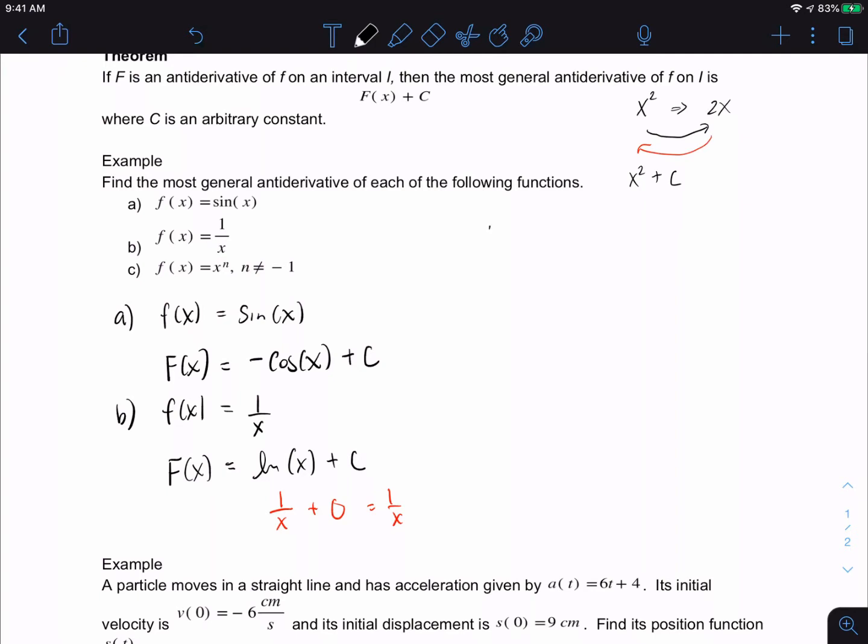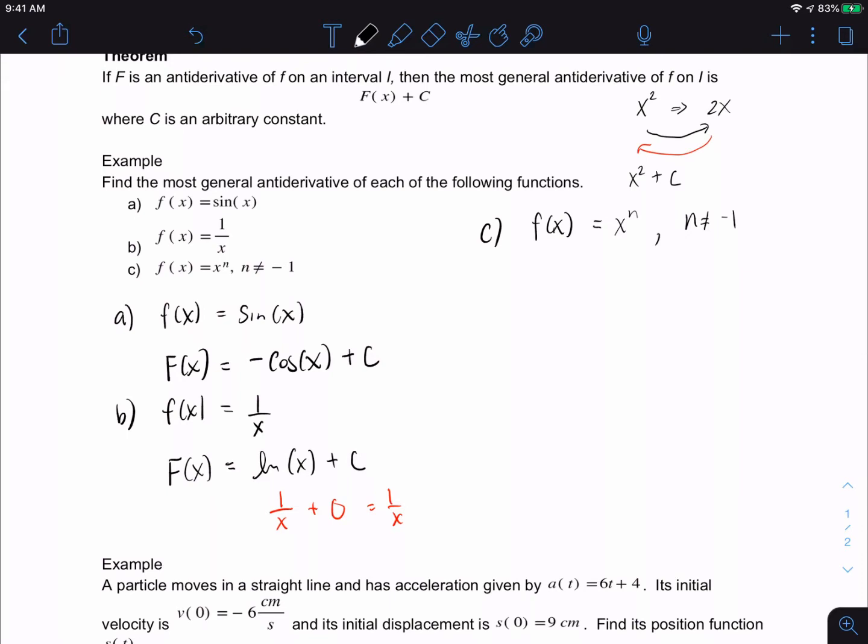Okay, now this one here is a little bit trickier. This is part C, and part C tells me if I have f of x equal to x to the n, and I know that n cannot equal -1, what should I end up getting? Let me do an example just to help you guys, and then I'll do some more examples going forward.